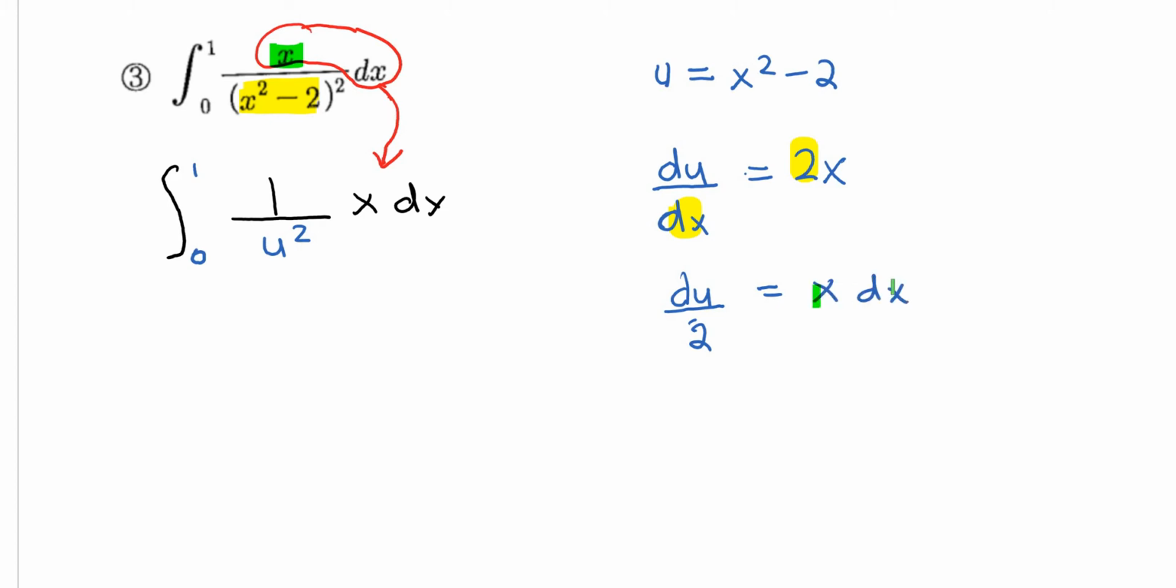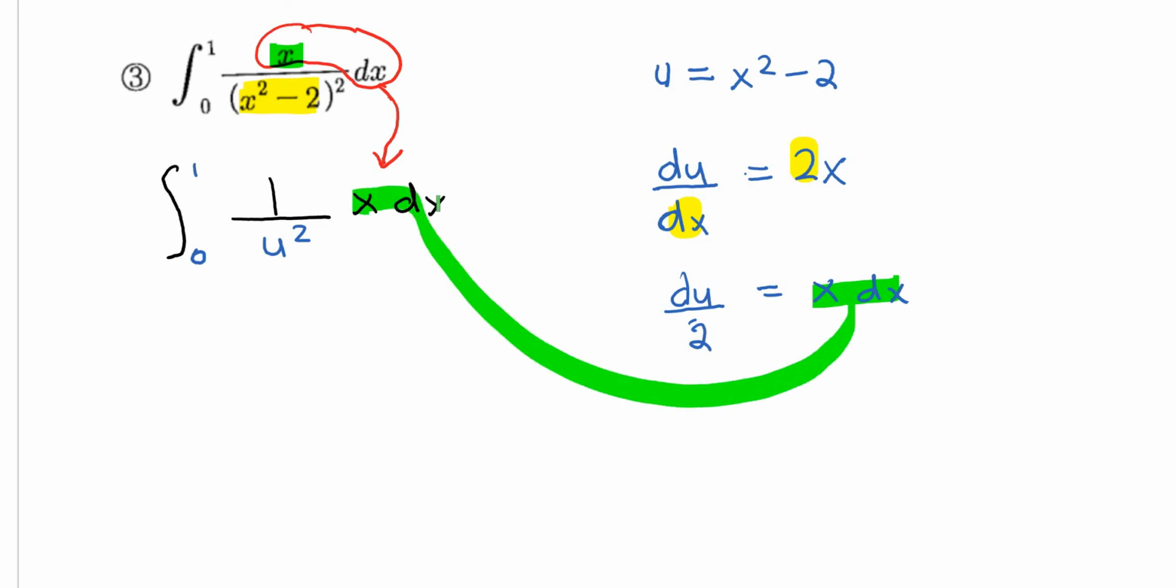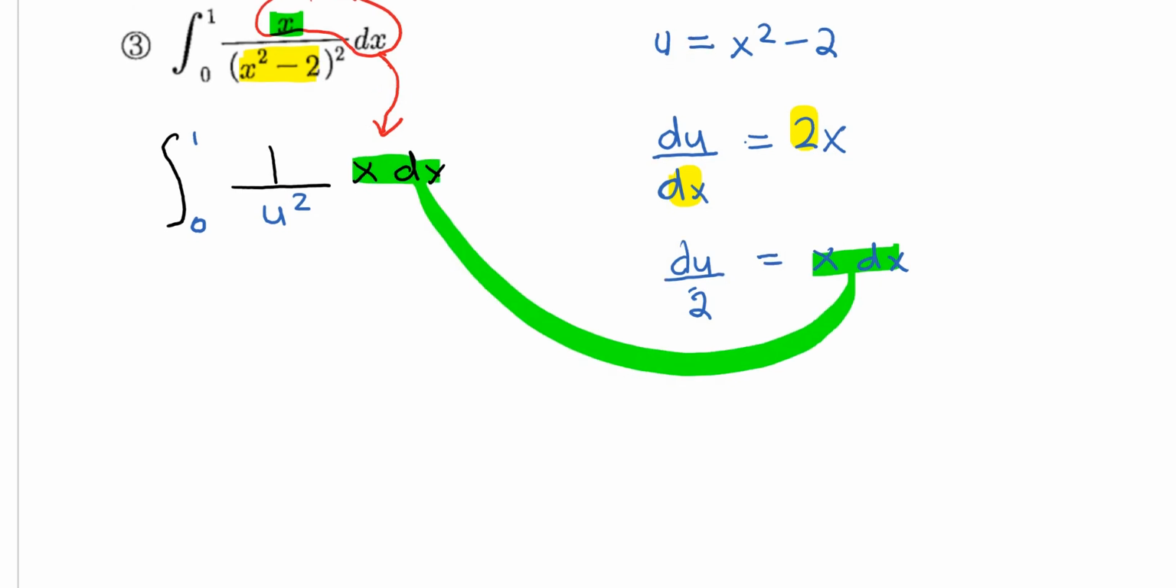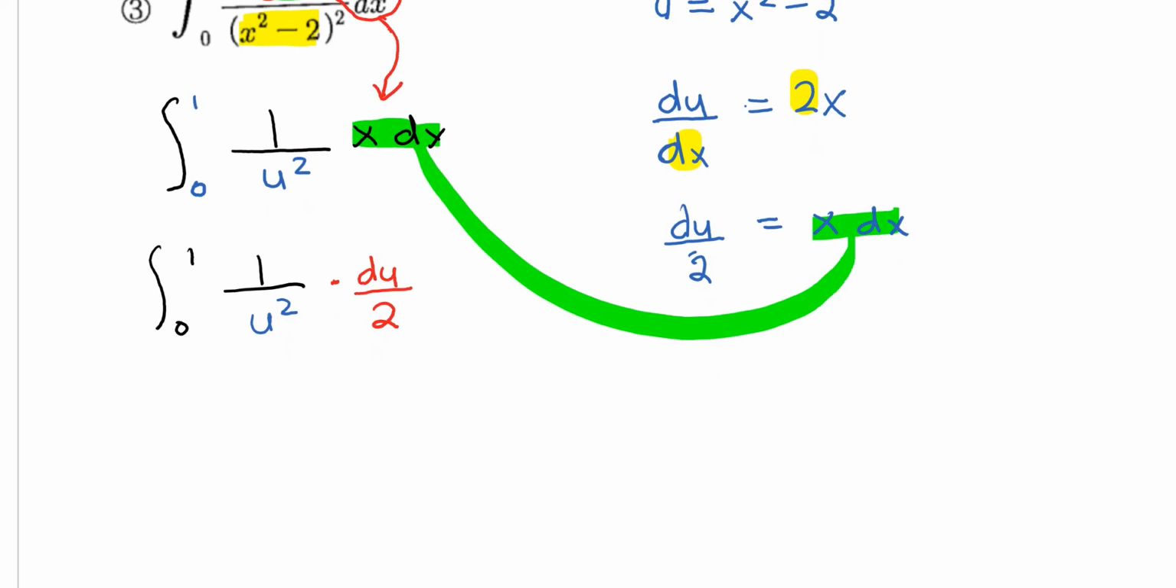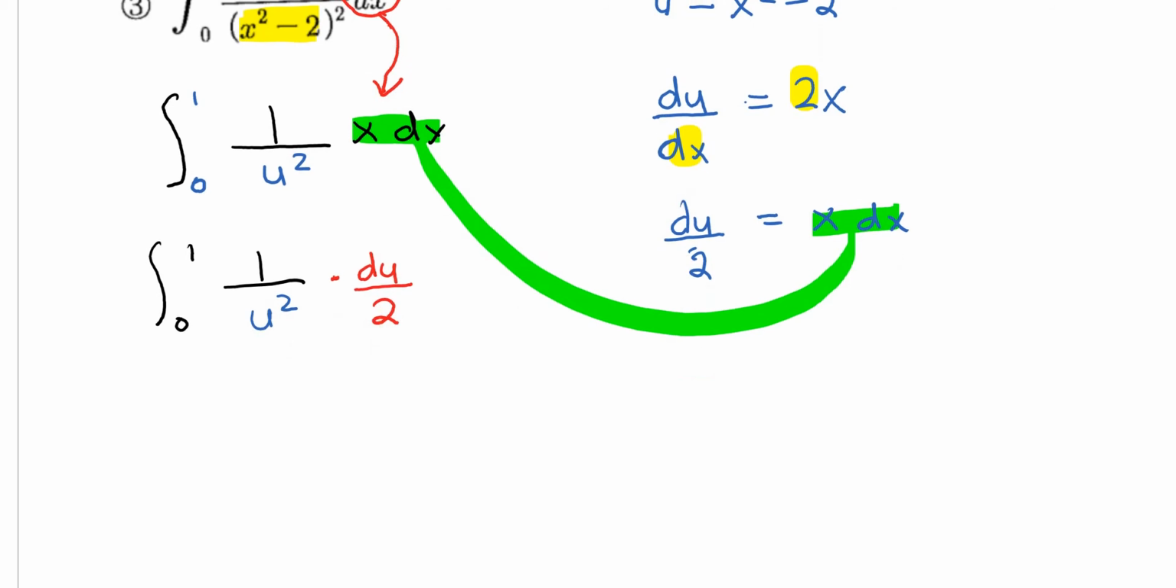And once again, that's looking pretty good here because I can take that and replace it with that. And if I do that, I would get the integral from 0 to 1 of 1 over u squared times du over 2. And then from there, I can take this 2 here and move it to the front. So that would give me the 1/2.